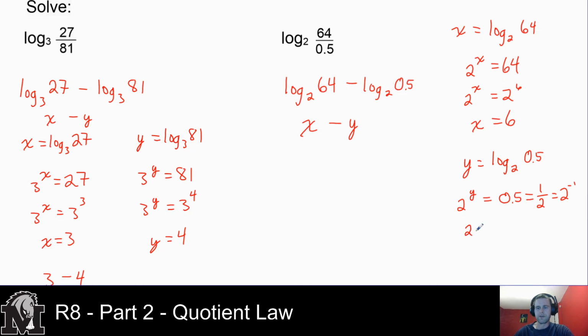So if 2 to the power y is equal to 2 to the power negative 1, the bases are the same, so the exponents must be the same. So my y value is negative 1. X we said was 6. Subtract. This is a negative 1. So when you subtract a negative, it's like you're adding it. So our answer is 7.